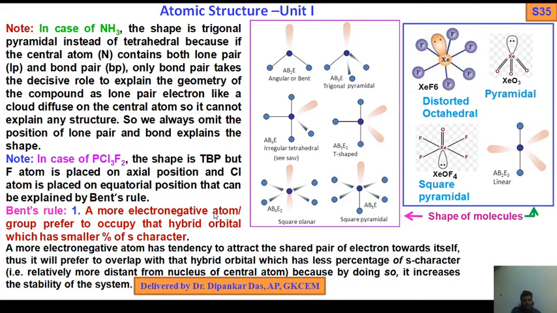More electronegative atom or group prefers to occupy that hybrid orbital which has smaller percentage of s character. A more electronegative atom has a tendency to attract the shared pair of electrons towards itself, so it will prefer to overlap with that hybrid orbital which has less percentage of s character, that is, relatively more distance from the nucleus of the central atom, because by doing so it increases the stability of the system.